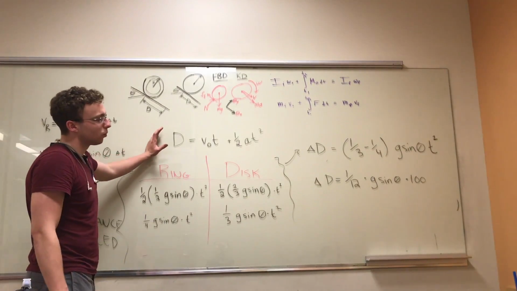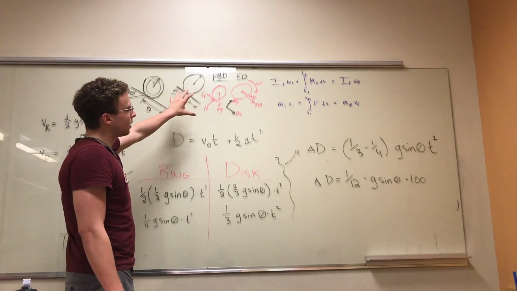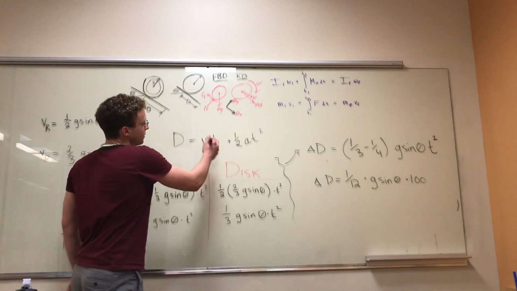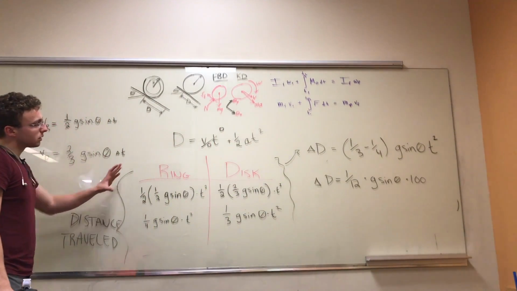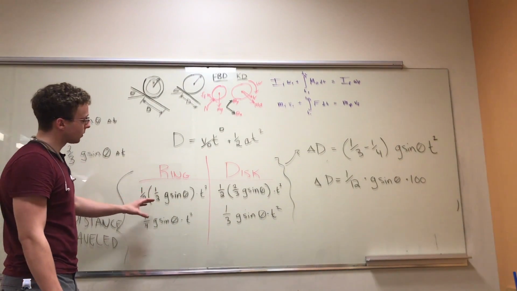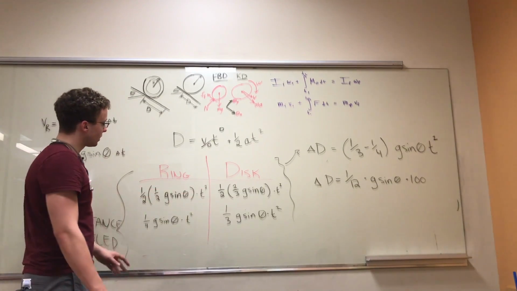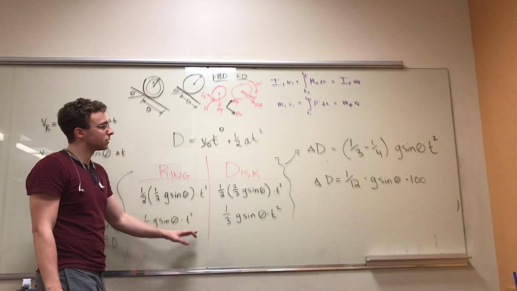So we're looking for the distance between the disk and the ring after 10 seconds. We're going to use a simple kinematic equation. We know the initial velocity is 0, since it was at rest. So we use d equals 1/2 a t squared to find the distance traveled. For the ring, 1/2 g sine theta is our acceleration, and we just leave t as is, multiply by 1/2, and we get 1/4 g sine theta times t squared.